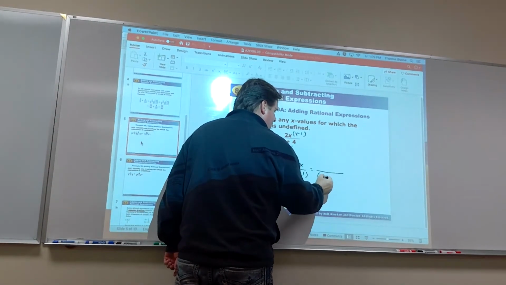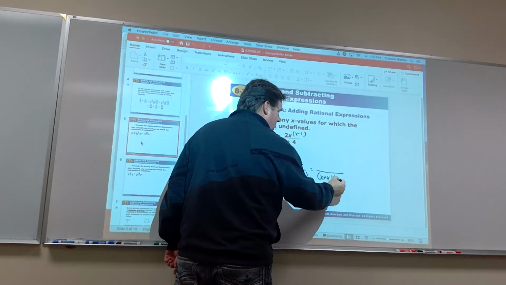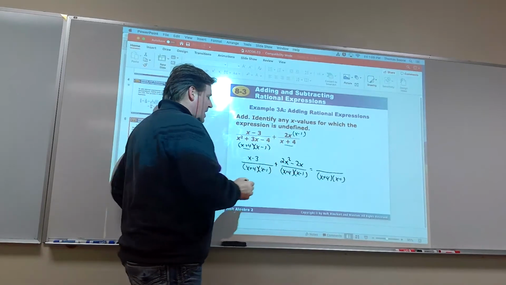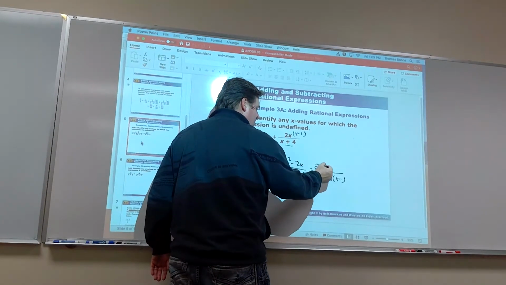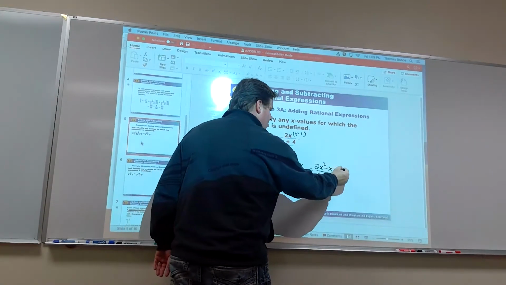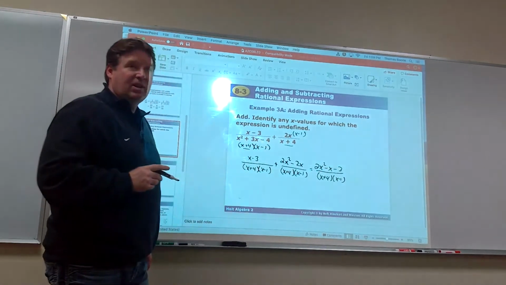Well, now we just keep the bottom the same, x plus 4 and x minus 1. Just leave it factored, that's fine. And then we're just going to add the tops. Well, we get a 2x squared. x and -2x is -x, and -3. And there we go, that's our final answer.